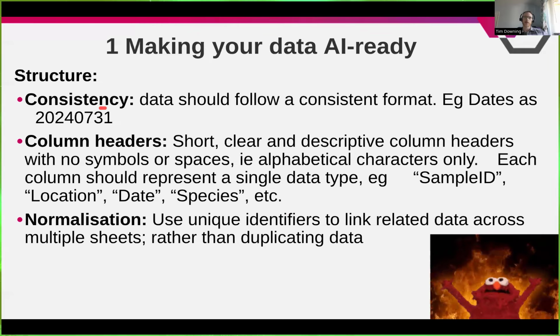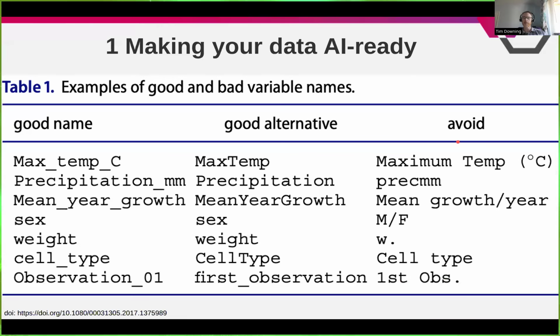So that's the key thing. Be consistent, have short informative column headers like location, date, species, and use a unique identifier to link data across spreadsheets, so that you may have heterogeneous and mixed data sets that you can link together more easily. There are examples of good naming systems here where you have max_temp_C as the name, whereas if you have max temp with brackets, this will create problems if you're trying to write code to analyze it, because you've got weird symbols and spaces and brackets and all this sort of thing that will make it harder for you.